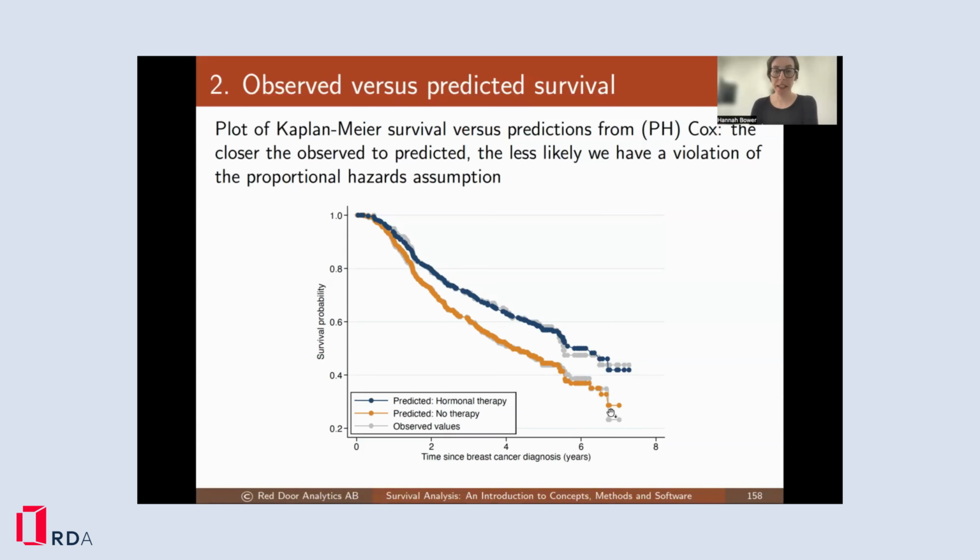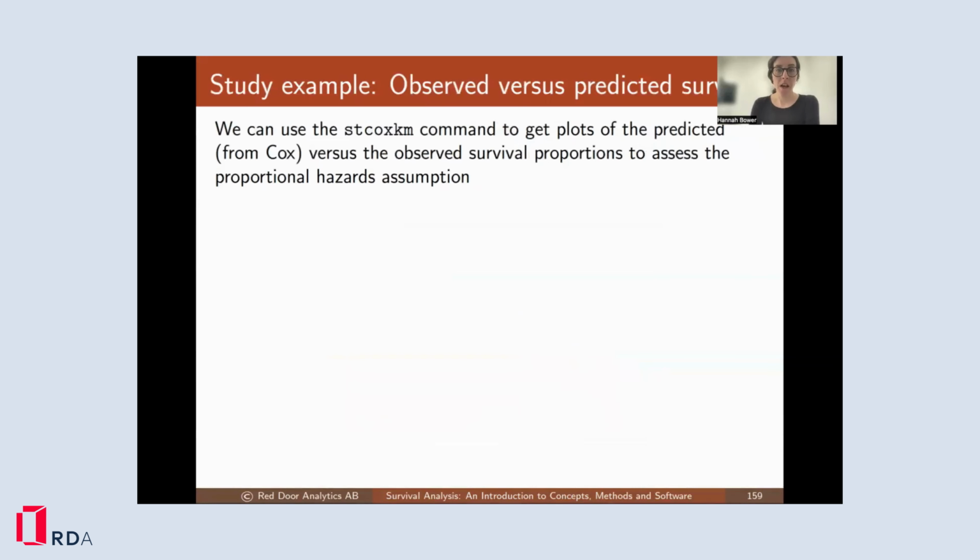So what we want to see is that these basically overlay each other, that we don't really see any grey lines would be great. And then we could say that the proportional hazards assumption seems reasonable. And actually, we don't see that much of a difference here would be my conclusion from these. So how we can do this in Stata is we can use the SDCox-KM command to get these plots of predicted survival versus the observed survival in order to assess the proportional hazards assumption.